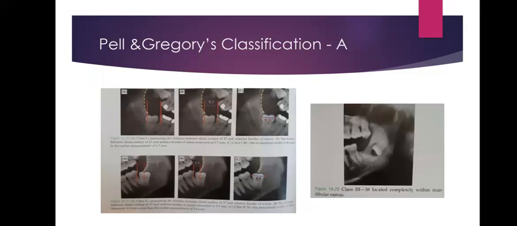As you can see in the top 3 diagrams, the mesiodistal or the anterior-posterior diameter is equal to the space between the anterior border of ramus and the distal surface of the second molar. In the bottom 3 diagrams, you can see the mesiodistal diameter is greater than the space available. And in the third diagram, you can see it is completely embedded into the mandible.